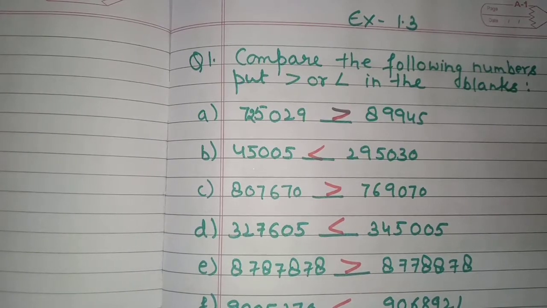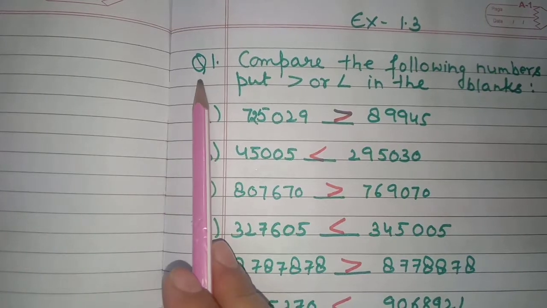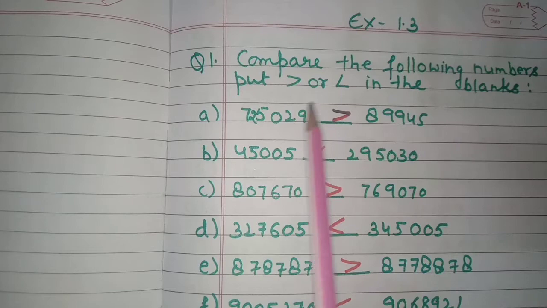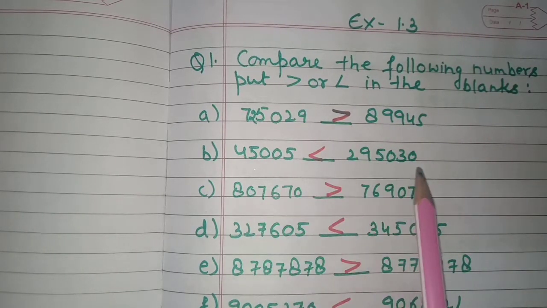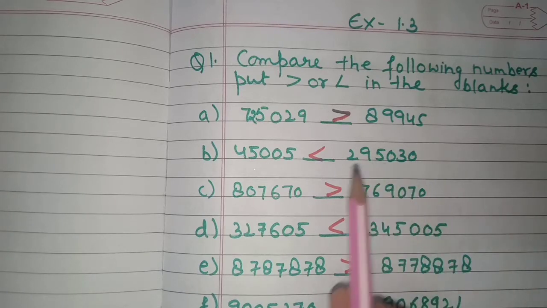Everyone. Today we will do exercise 1.3 of unit 1, that is numbers and number names. So let's begin. Question number 1. Compare the following numbers, put greater than or less than in the blanks. So here we have to compare the numbers and use the sign of greater than and less than. So let's compare the numbers.